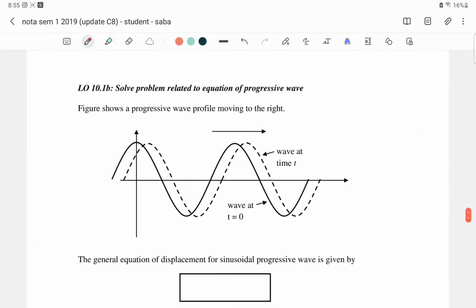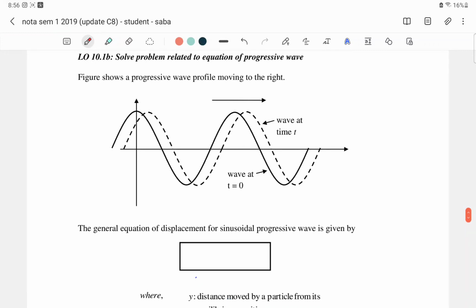Alright, so here you have to solve problems related to the equation of progressive wave. It shows that the progressive wave is the profile moving to the right. So when moving to the right, the general equation is y(x,t) equal to A sin(omega t minus kx). Okay, so kita tengok satu-satu.